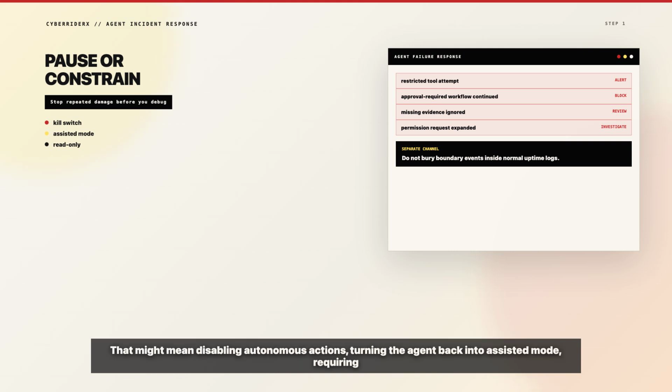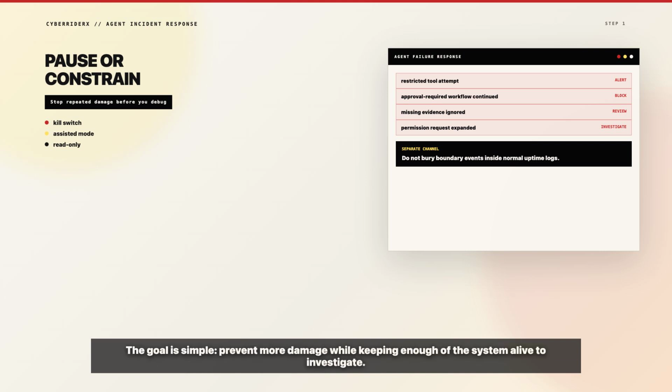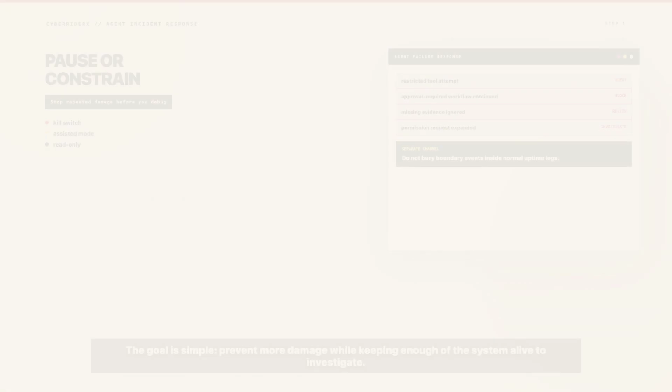That might mean disabling autonomous actions, turning the agent back into assisted mode, requiring human approval for every tool call, or limiting the agent to read-only behavior. You need a kill switch before launch, not after the first incident. A good kill switch does not delete the system. It reduces risk while preserving evidence. For example, a ticket routing agent might still summarize findings, but it should stop assigning owners or changing priorities until the failure is understood. The goal is simple: prevent more damage while keeping enough of the system alive to investigate.